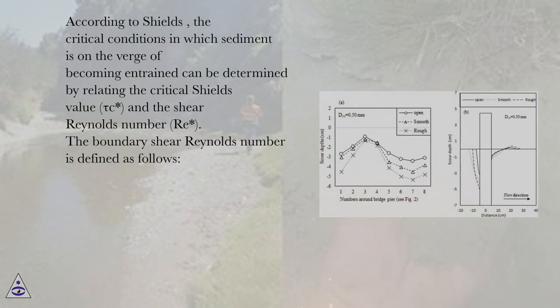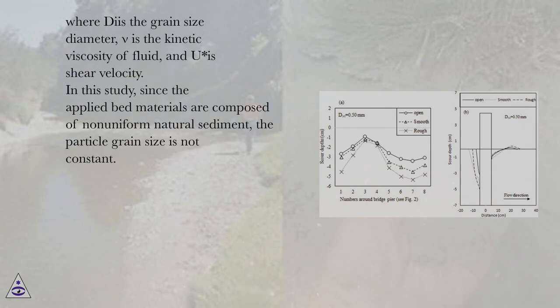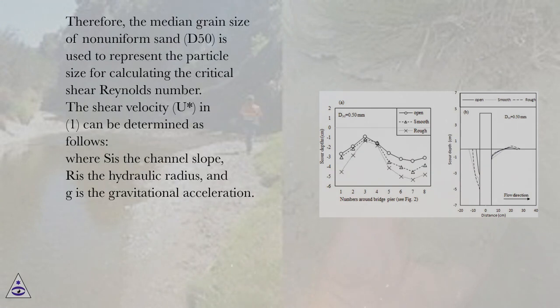The boundary shear Reynolds number is defined as follows, where d is the grain size diameter, ν is the kinematic viscosity of the fluid, and u* is the shear velocity. In this study, since the applied bed materials are composed of non-uniform natural sediment, the particle grain size is not constant. Therefore, the median grain size of non-uniform sand, D50, is used to represent the particle size for calculating the critical shear Reynolds number. The shear velocity, u*, can be determined as follows.